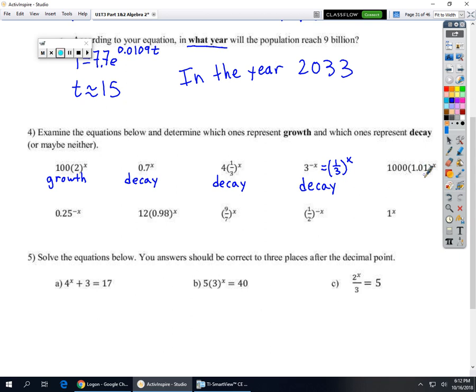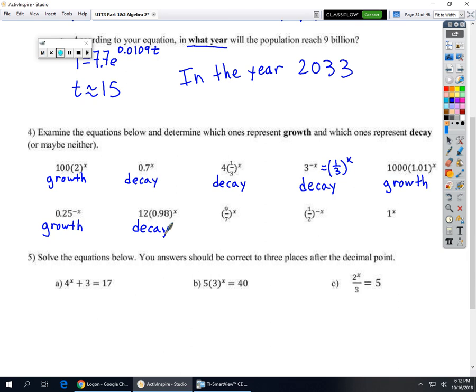1,000 times 1.01. 1.01 is bigger than 1. That is a growth. 0.25 would normally be a decay, but I see that negative, which is actually going to end up changing this to a number greater than 1. I don't really want to explain this one too much, but this one is a growth. So if it's a decay, but there's a negative, then it's actually a growth. All right, this one, 0.98, it's a number smaller than 1. This is a decay.